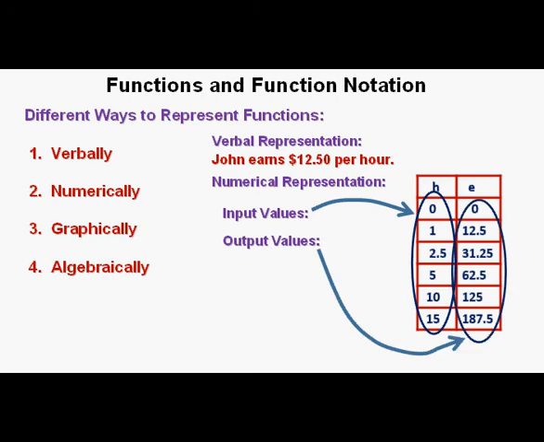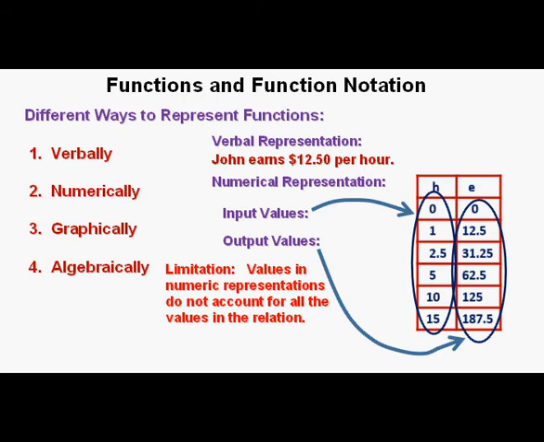One thing we need to remember from numeric representations is that our information is limited. The values in the table are consistent with the other three representations, but do not describe all the values in the relation. The values in numeric representations do not account for all the values in the relation. Observation or experimentation gives us numeric representations.